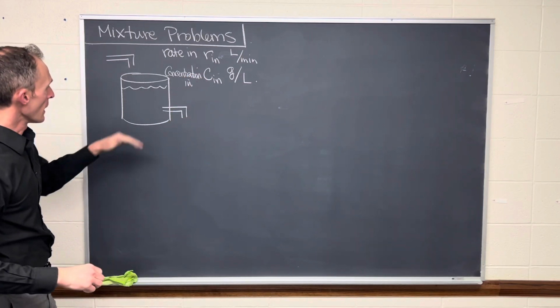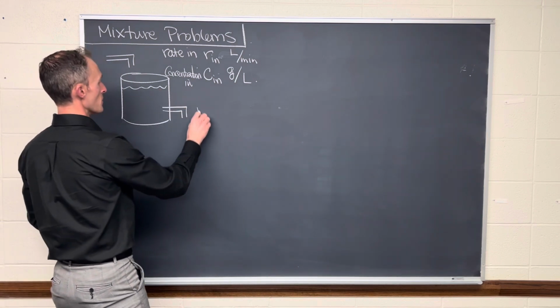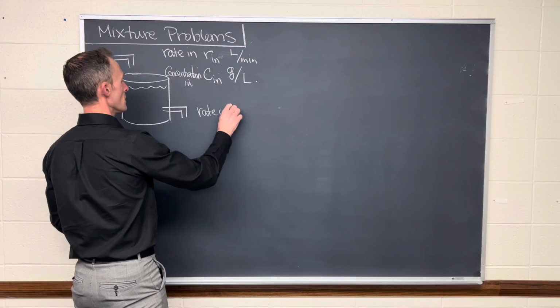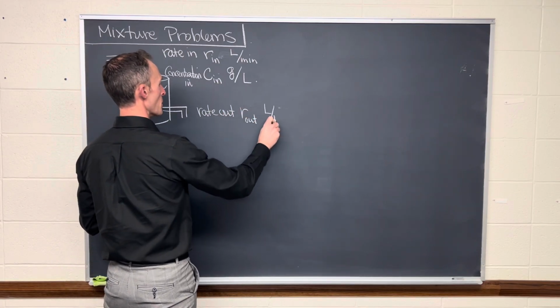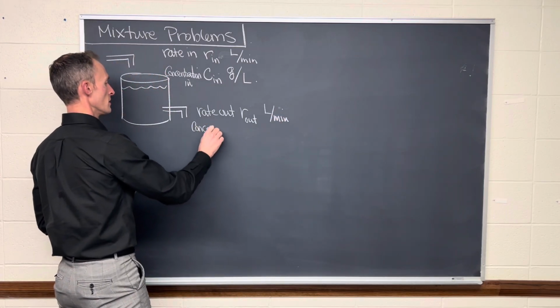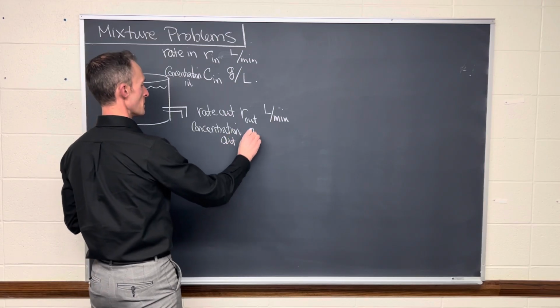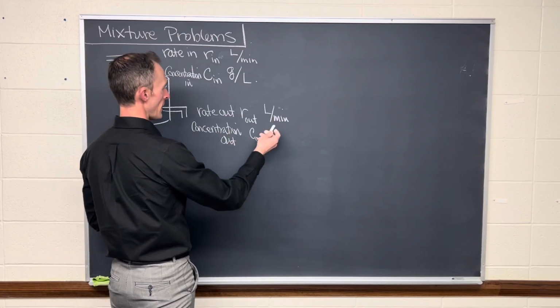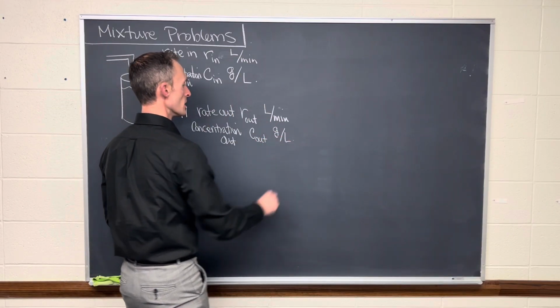That's coming in. Now, I'm also going to have fluid leaving potentially. So I'm also going to have a rate out, R_out. Again, that'll be in liters per minute in this example. And then I'm going to have a concentration out, C_out. That'll be in terms of, again, grams per liter.